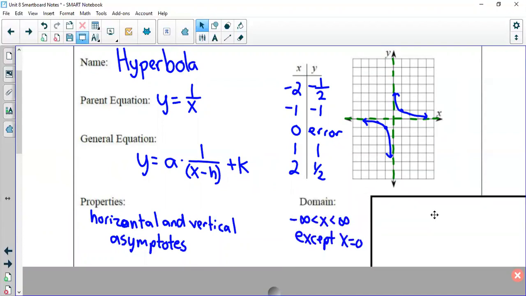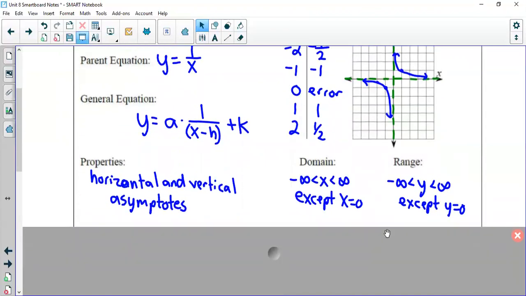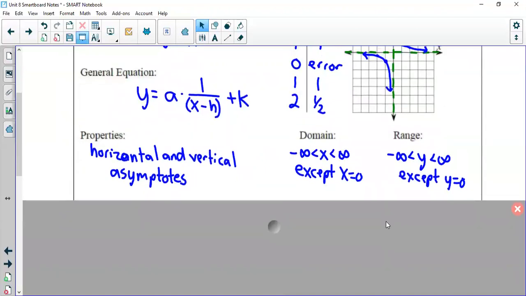That makes your domain and range a little tricky because it does go left forever, it goes right forever, but it never touches the one value where the asymptote is. So in this, for our parent, it's -infinity is less than x, which is less than infinity, except x equals 0. And then our range, it goes down forever. So that's why we get -infinity is less than y, which is less than infinity. But there's one y value that never touches, it never touches 0. So we write that exception, y, except y equals 0, because it can never touch those.